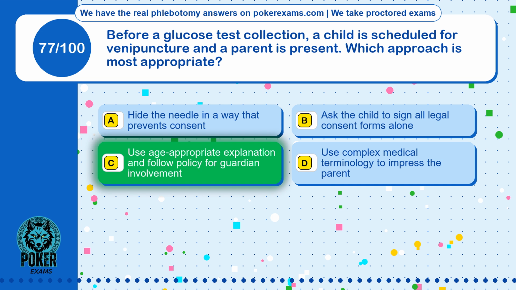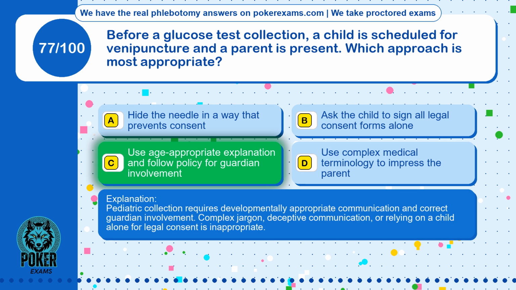The correct answer is option C. Use age-appropriate explanation and follow policy for guardian involvement. Pediatric collection requires developmentally appropriate communication and correct guardian involvement. Complex jargon, deceptive communication, or relying on a child alone for legal consent is inappropriate.